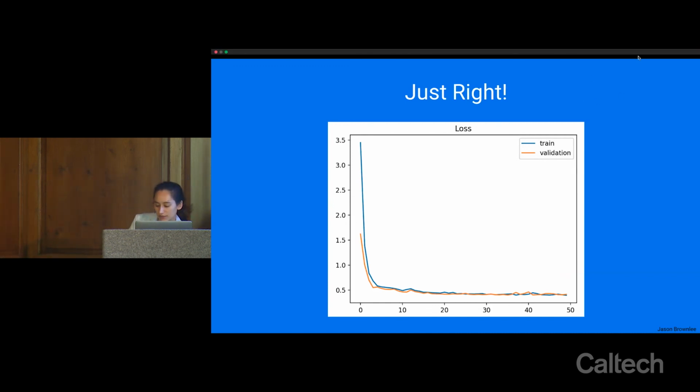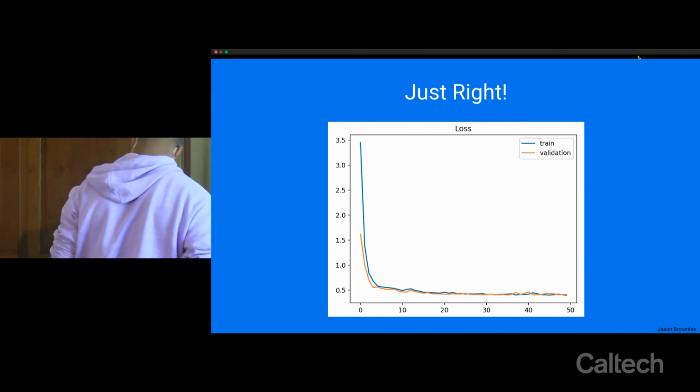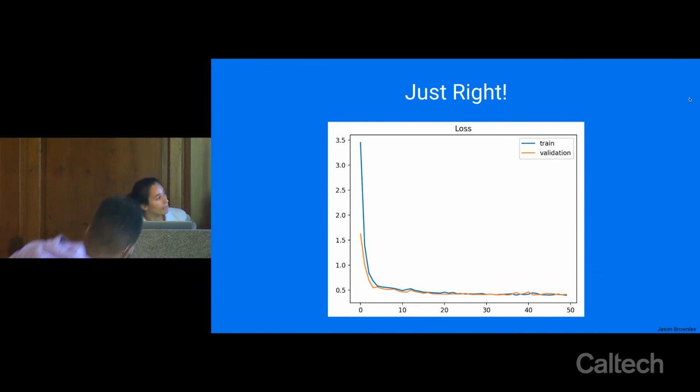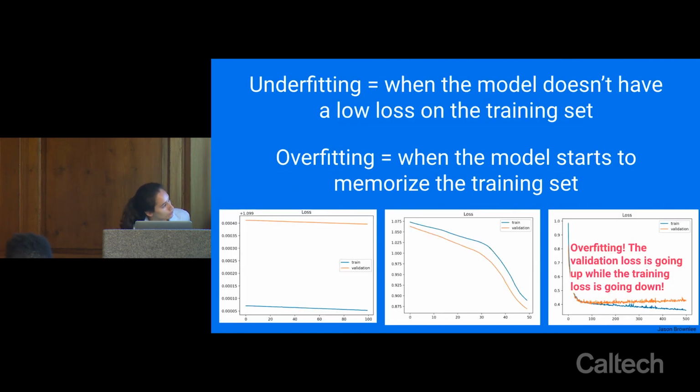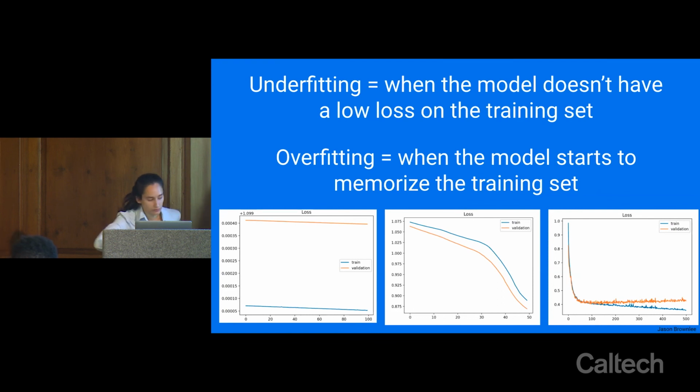Do you guys have any questions? Yeah, I have a question. In this case, they're both plateauing. In the previous example where you showed overfitting, are you looking at essentially the orange curve rising ever so slightly, or not decreasing?